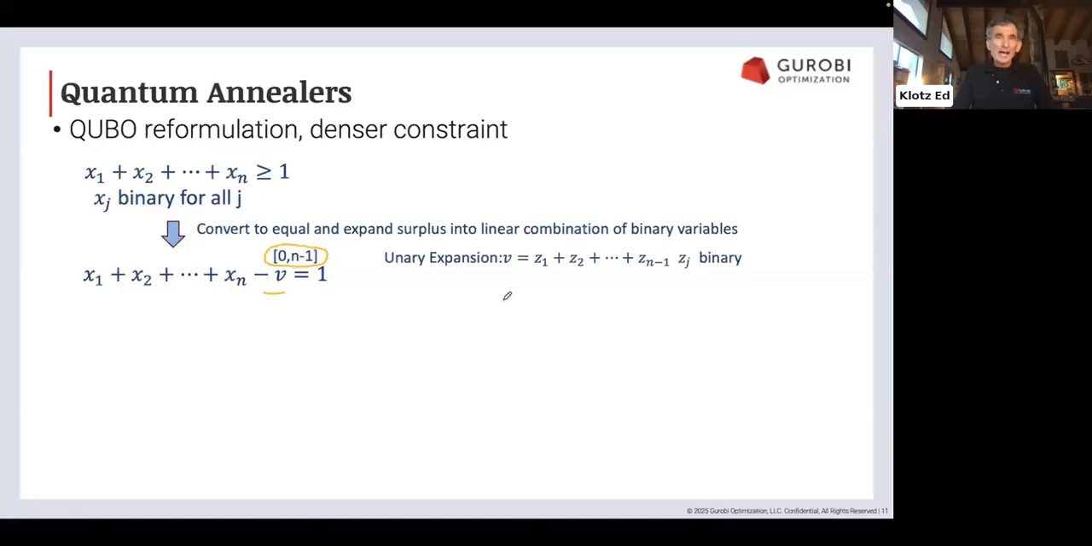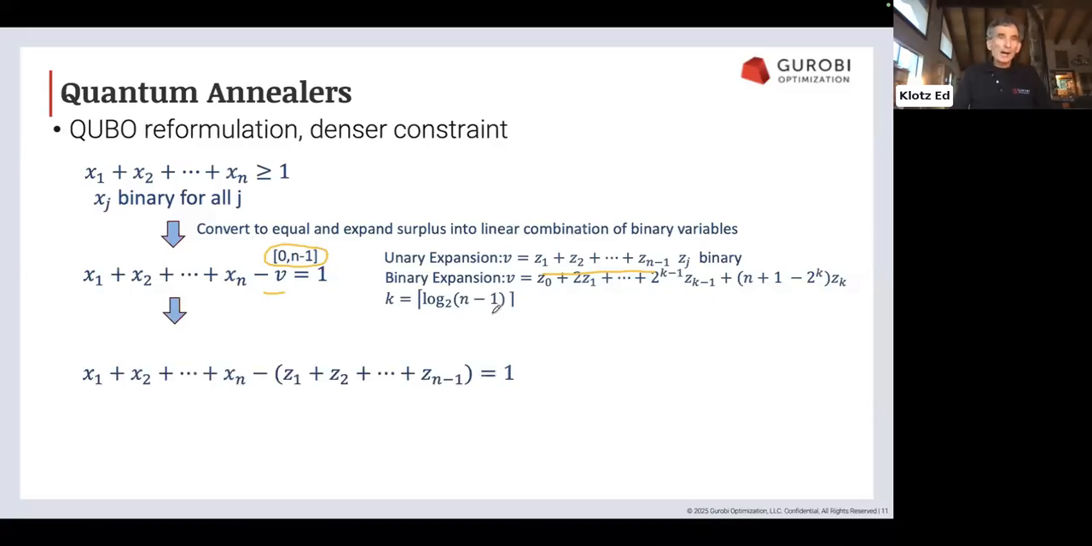But we can address that either by expressing this variable as the sum of n minus 1 binary variables, a so-called unary expansion, or doing a binary expansion based on logs instead, where we reduce the number of variables to 1 plus log 2 of n minus 1. So now we're good to go. We're now back in a familiar form that we dealt with in the previous slide. We can apply our penalty.